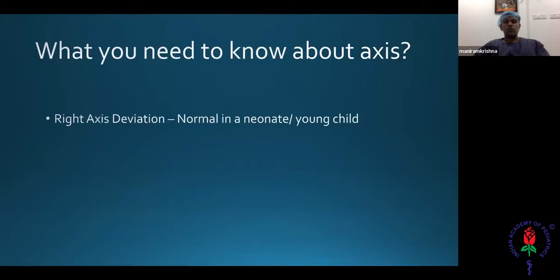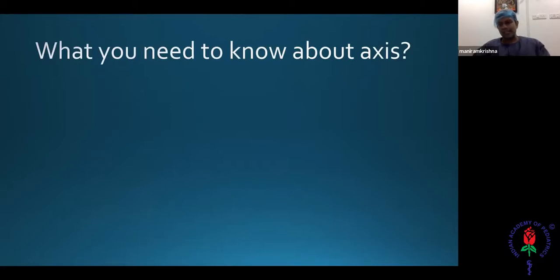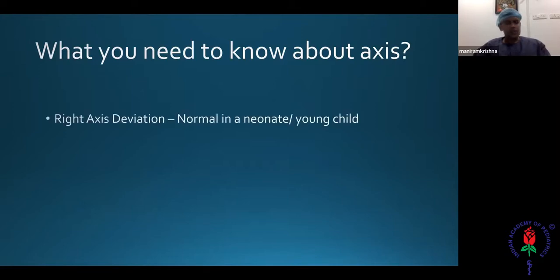So why do you really need to know about the axis? Because the axis can give you a clue about whether the baby's heart is normal or not. If you have a neonate or a very young infant, there has to be right axis deviation. Even normal axis is abnormal in a neonate or a young infant. So if you have anything other than right axis deviation, then you know that this child probably has a heart disease. Even if you do not find anything clinically, and even if you don't have access to a pediatric cardiologist, this is going to raise the alarm bells and tell you to send this child for a pediatric cardiac evaluation.